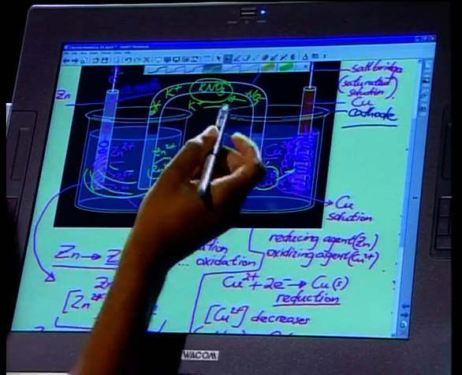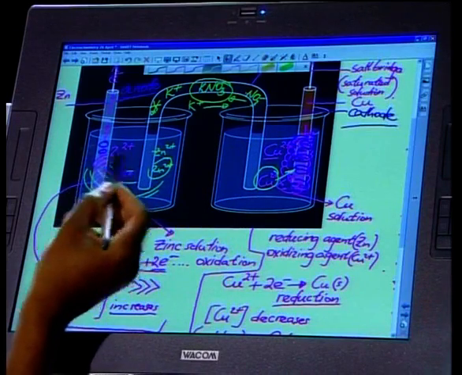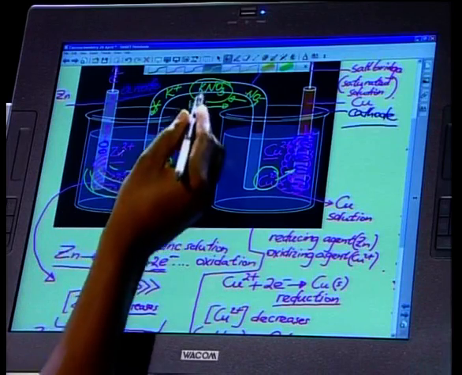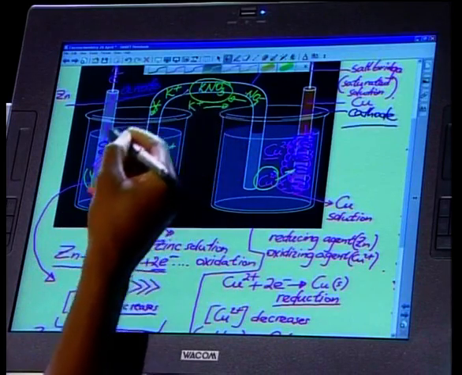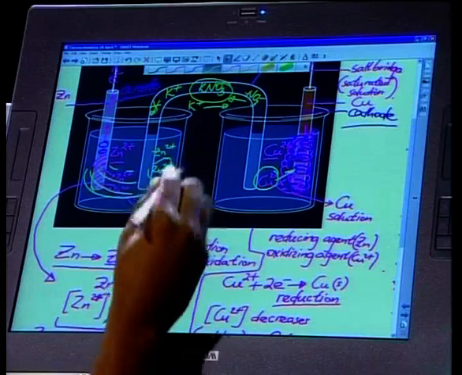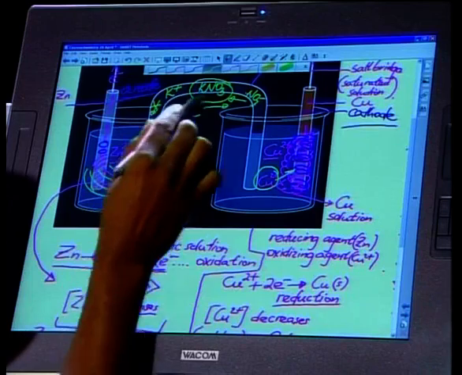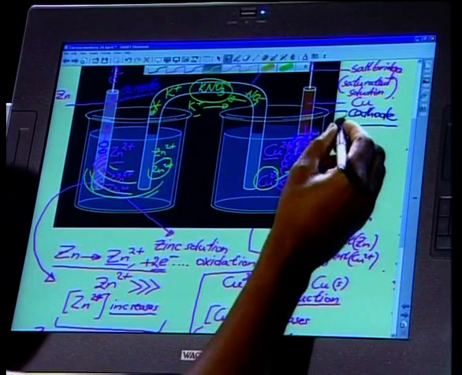The negative ions are moving from the salt bridge to the side of this electrode. So the electrode to which the negative ions move will be called the anode. And the electrode where the cations, the positive ions, are moving into will be called the cathode.